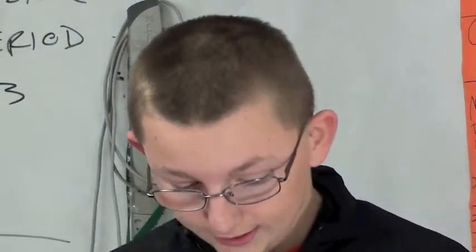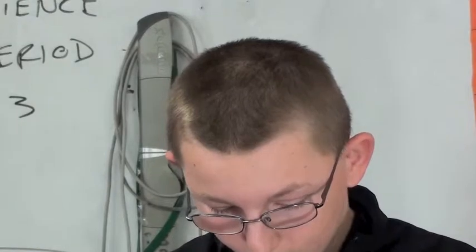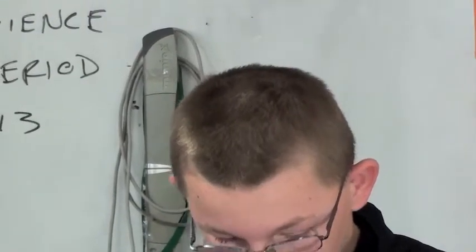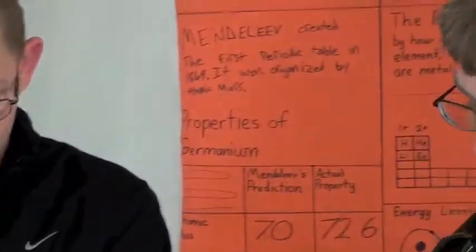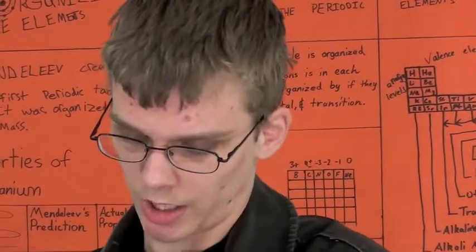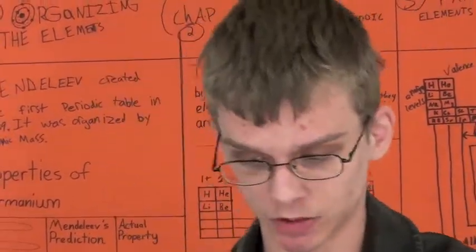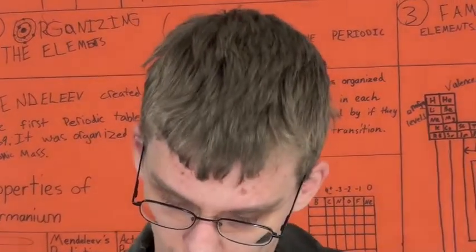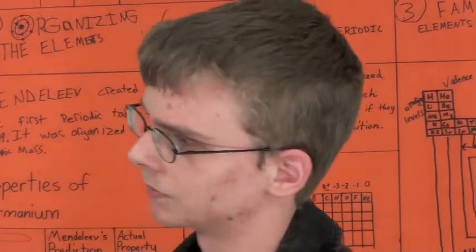The second section is exploring the periodic table. The periodic table is organized by how many electrons are in each element. It is also classified by whether they are metals, nonmetals, or transition metals. The periodic table has at least 5 groups in it: alkali metals, alkaline earth metals, transition metals, other metals, halogens, and noble gases. Where's the pointer?